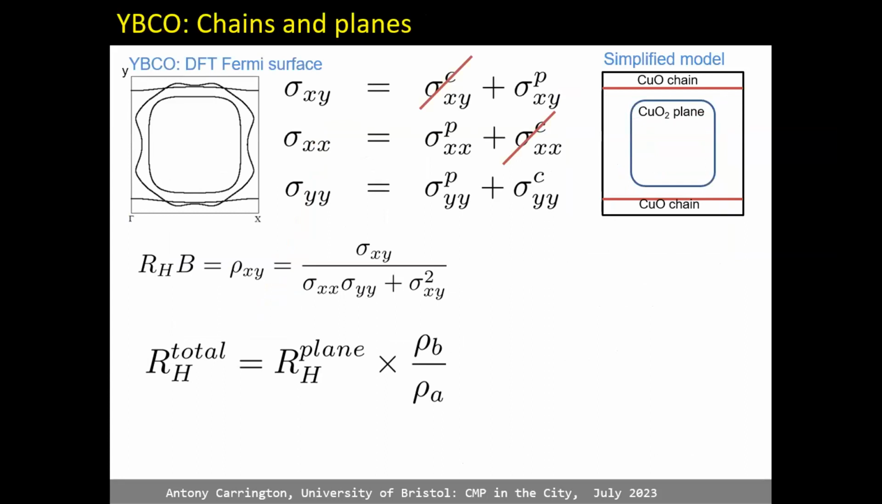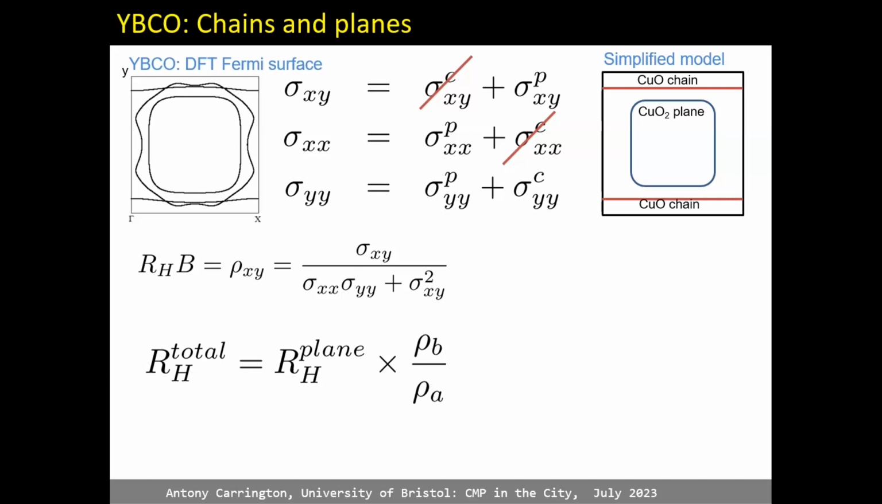But if you remember, I told you that there's the chains in YBCO. So in the chains, you have two parts to the conductivity. You have a part that's due to the chains and a part that's due to the planes. And if you take the simple model that the chains are purely 1D, then you have a chain part which doesn't have a sigma xy, and it doesn't have a sigma xx in the chain direction either, in the direction along the chain.